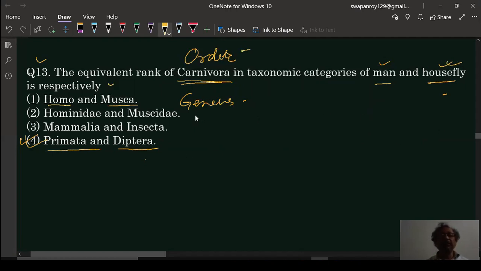Hominidae and Muscidae, these are the families, okay? Families of human beings and housefly. And Mammalia and Insecta, these are the classes for human beings and housefly.